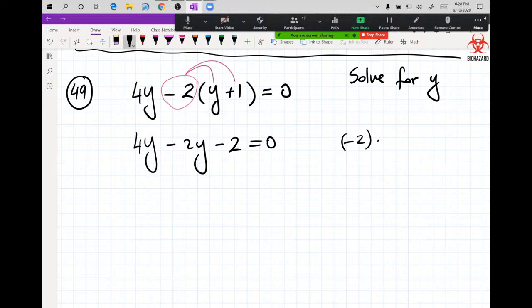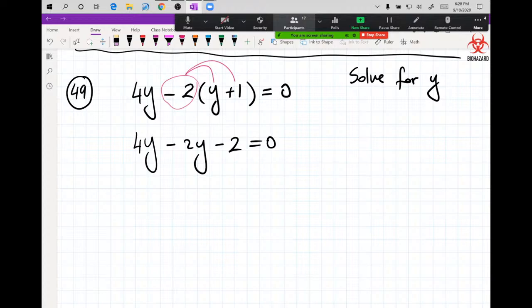-2 times +1 is... negative times positive is... and 2 times 1 is... so those two became this -2 here. When you multiply things by +1, they don't change, right? So -2, it looks like we just copied it because we were multiplying by +1. Right, cool.